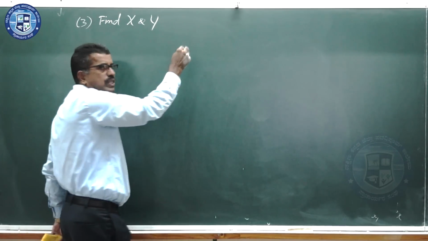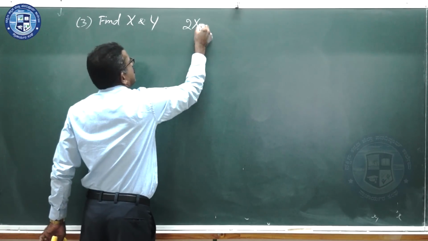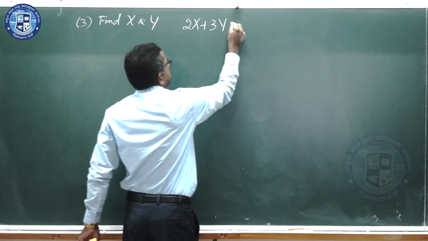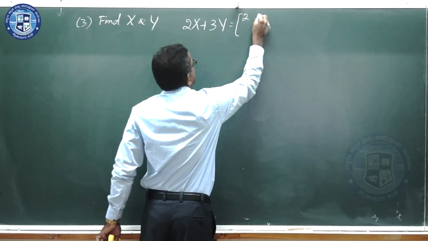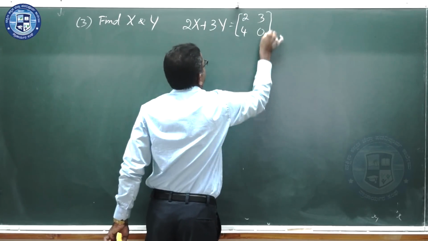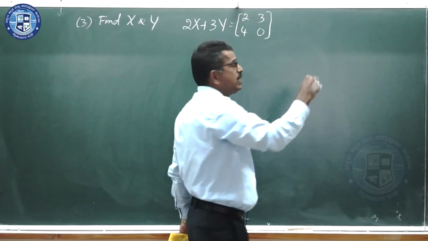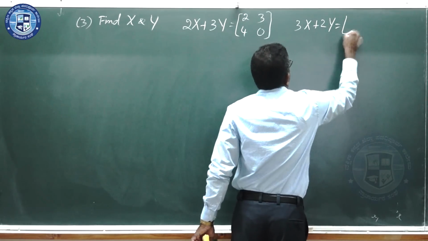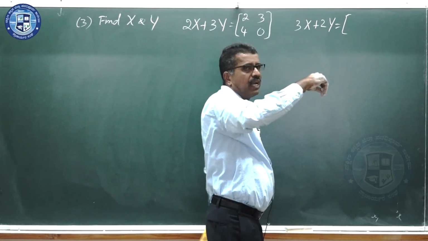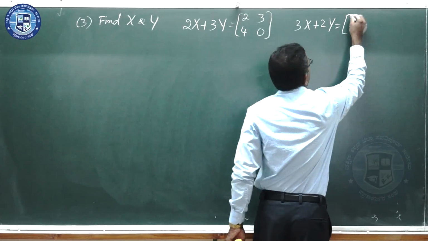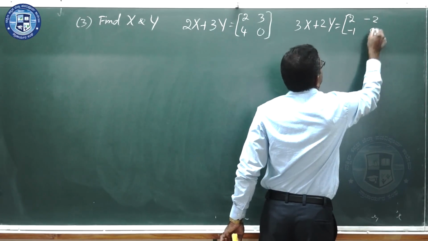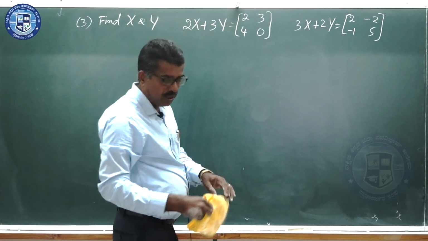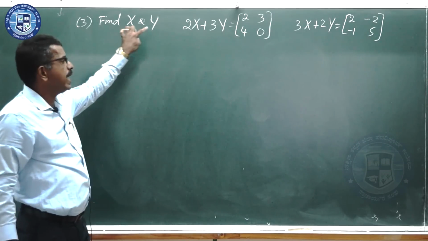given that the matrix equations are: the first one is 2x plus 3y equal to 2, 3, 4, 0. And let me take the other equation, 3x plus 2y. That also needs to be a 2 cross 2 matrix. I'll take the elements as 2, minus 2, minus 1, 5. You are asked to find the values of x and y.